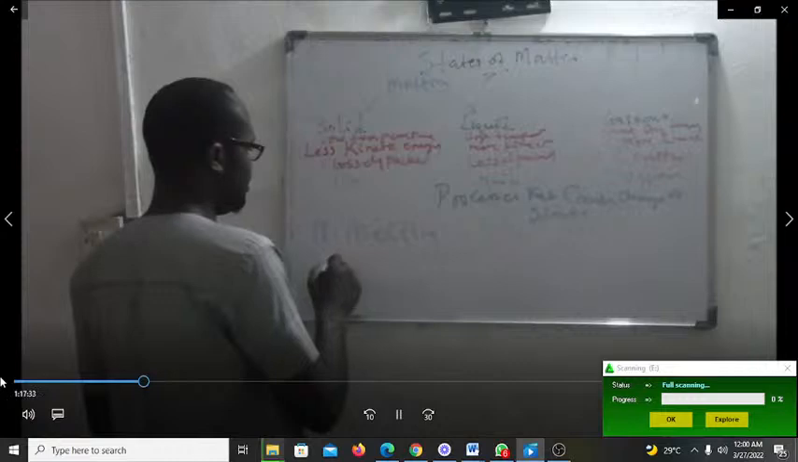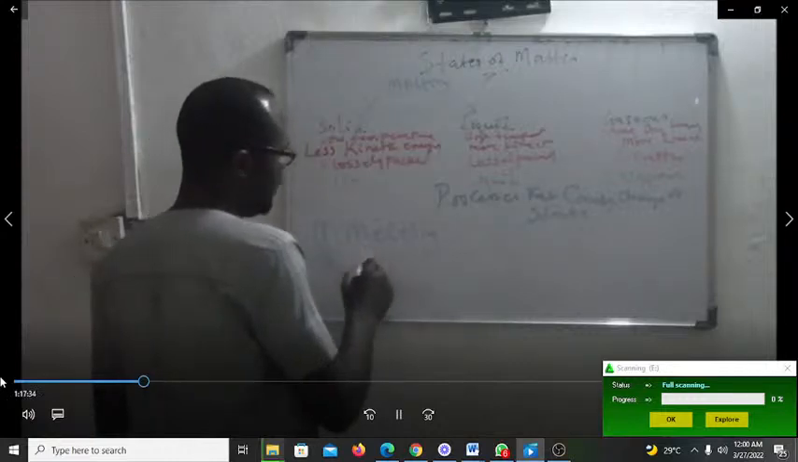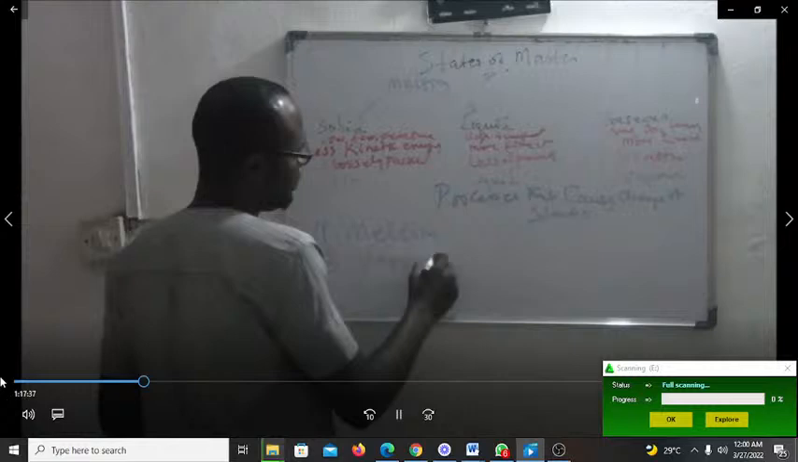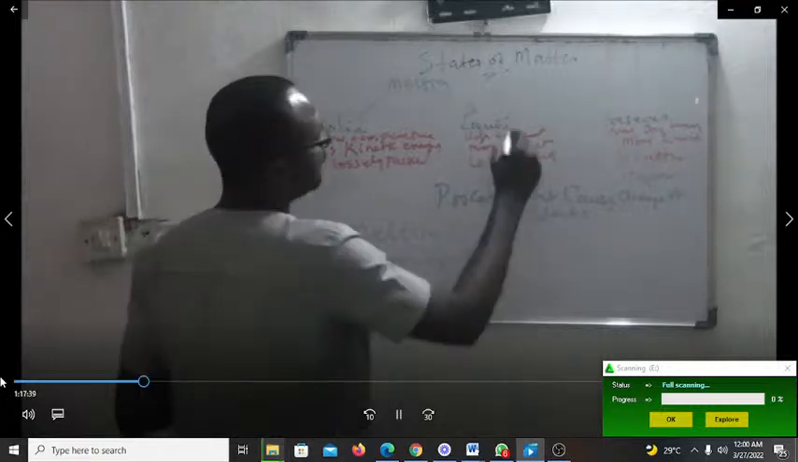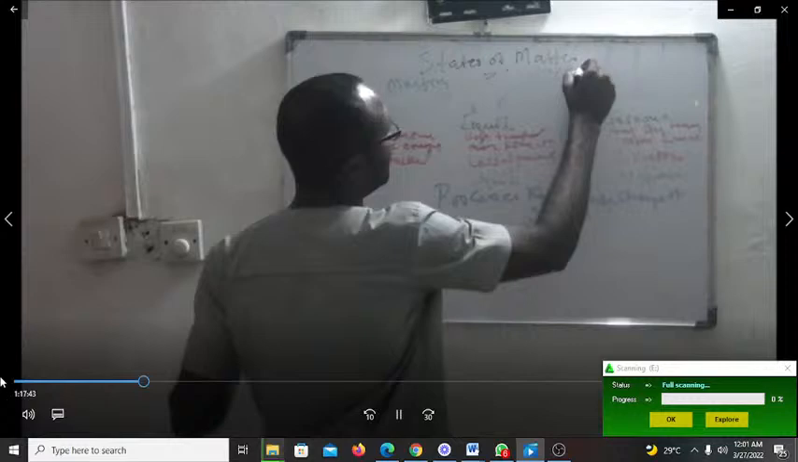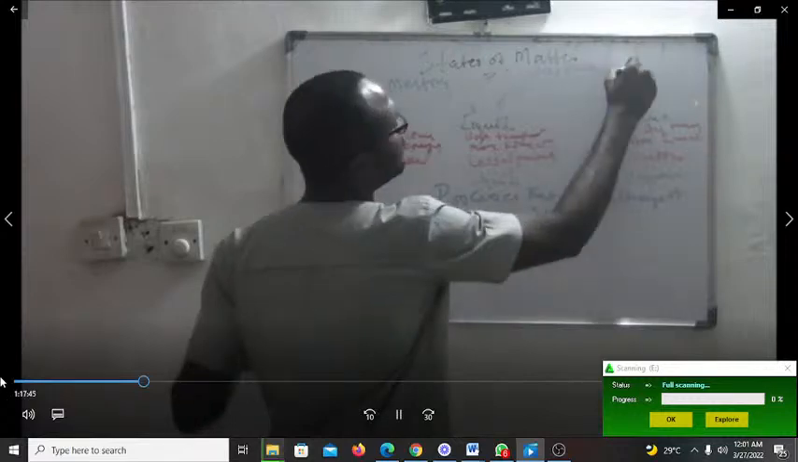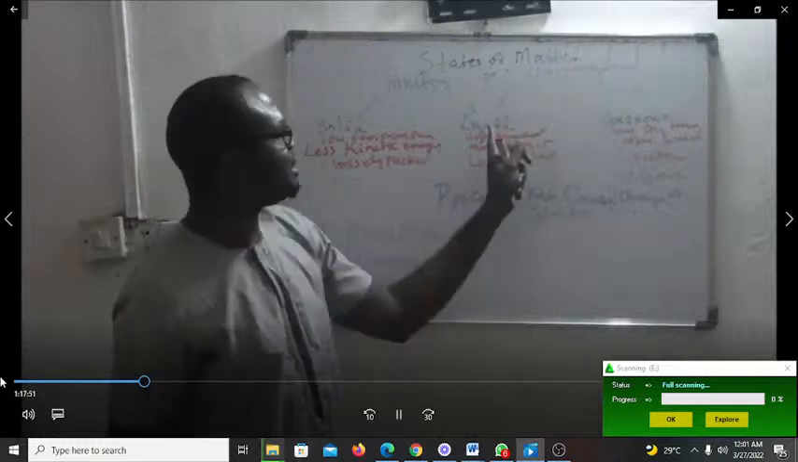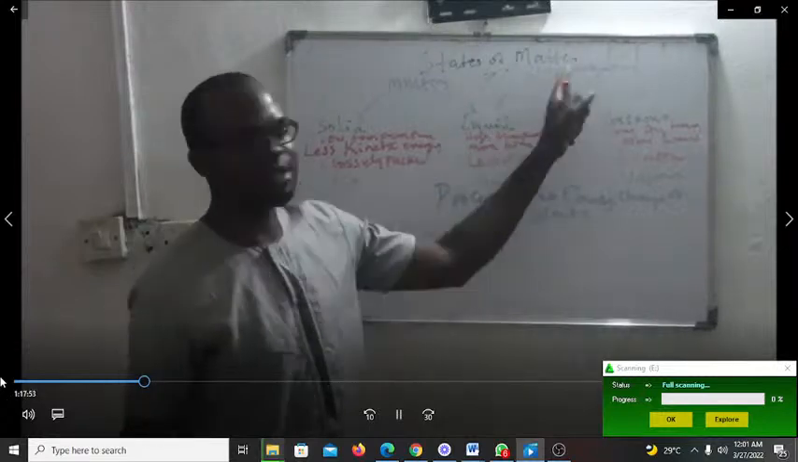Called what? Evaporation, or vaporization, isn't it? Vaporization. That is from liquid to gaseous. So JAMB is going to draw something like this and write A here, and they will ask you what process causes the change from liquid to gas. What's the answer? Vaporization. What other process?